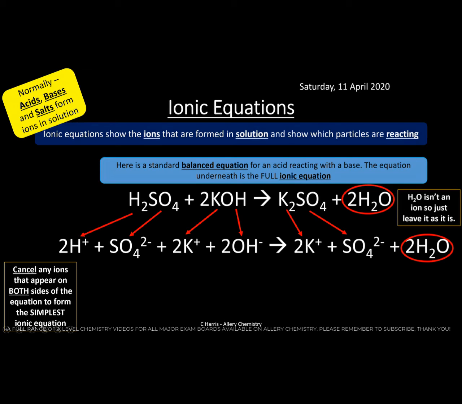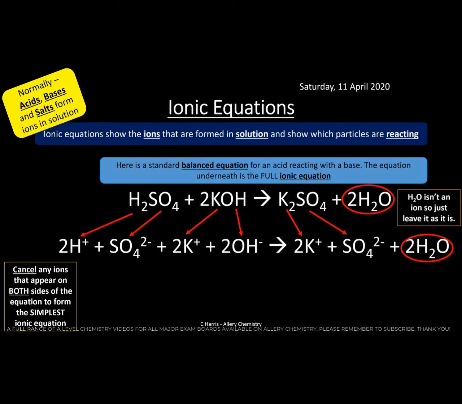Again, you'll see this a lot more in A level, but most ions exist from acids, bases, and salts when they're dissolved in solution. That's normally where we see ions being formed. Because this is an acid and a base, and this is a salt, they dissociate, it's the word we use, where they break up into their ions.